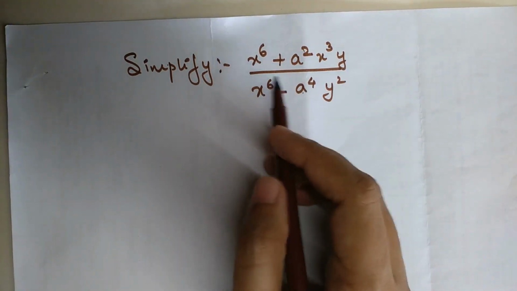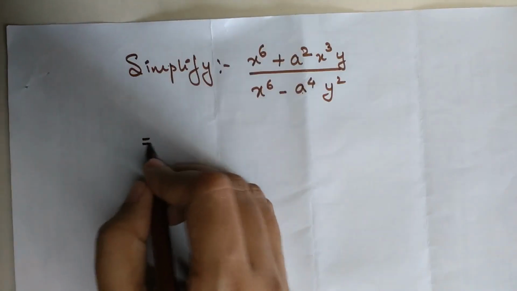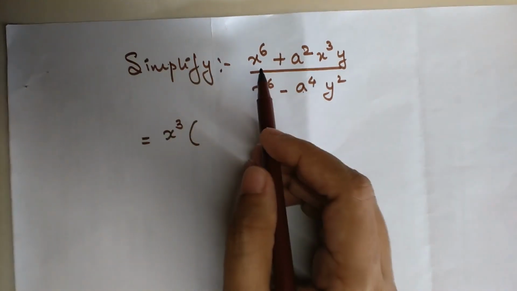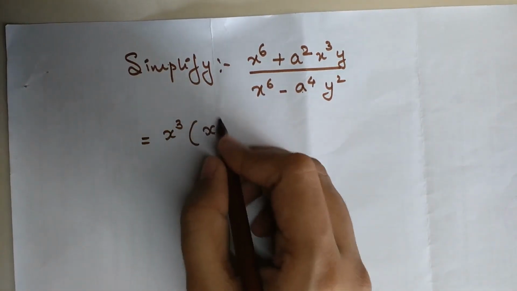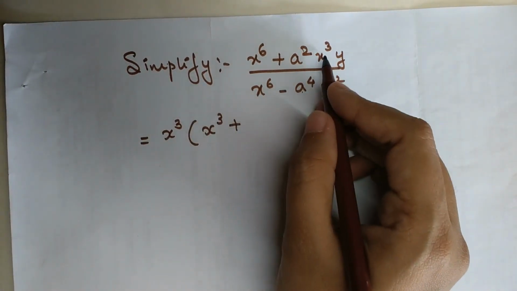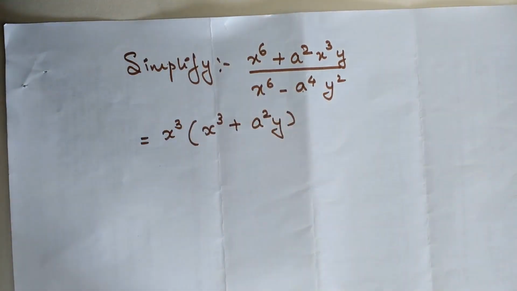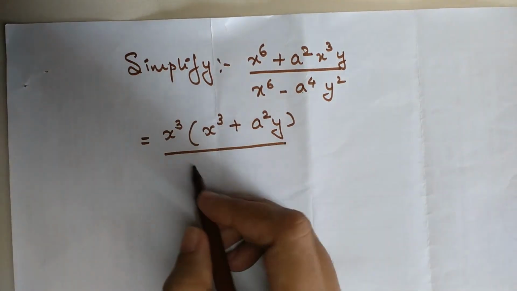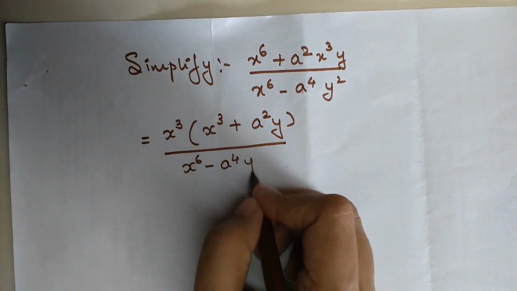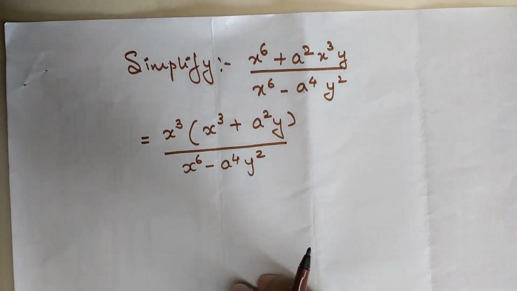When you look at the numerator, x^3 is common, okay? So here we will take x^3 common. When you take x^3 common from x^6, you are left with x^3 again, plus x^3 is taken away from this, so you're just left with a^2 and y. Now we'll keep the denominator as it is, which is x^6 minus a^4 y^2. So this is the first step which you can do.